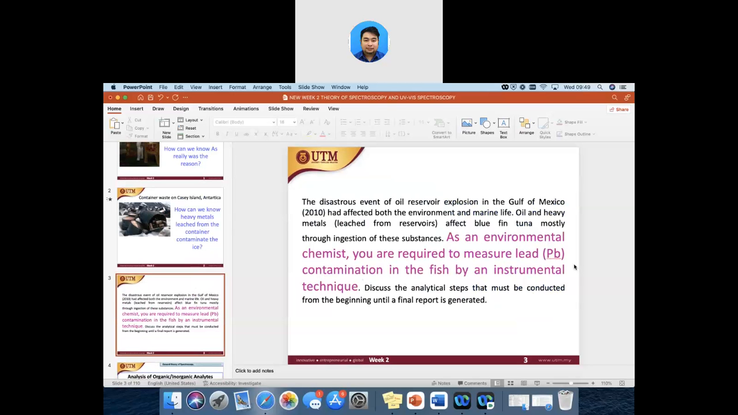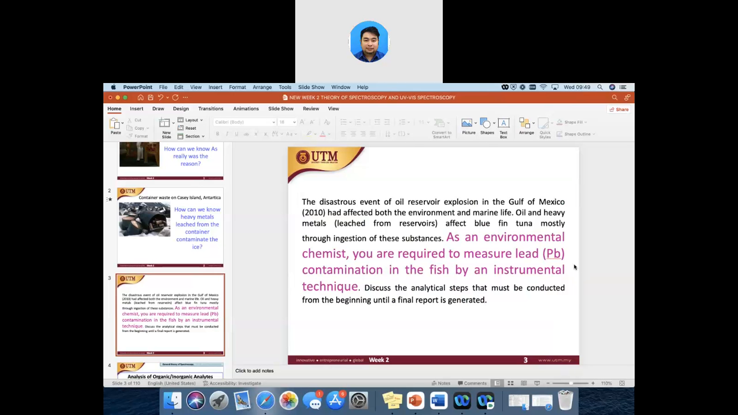So the disastrous event of the oil reservoir in the Gulf of Mexico affects the bluefin tuna, mostly through the ingestion of these substances. Okay, so as an environmental chemist, you are required to measure the level of plumbum contamination in the fish by instrumental technique. So now you would see that there is a purpose after you have done your sampling and you bring it back to the lab. Now you need to analyze for the presence of plumbum. So what do you do? What kind of instruments do you need to use? So you need to be able to justify these things.